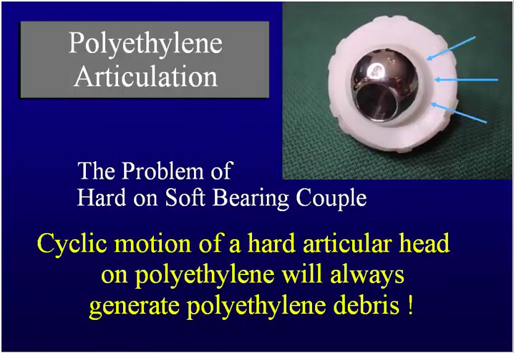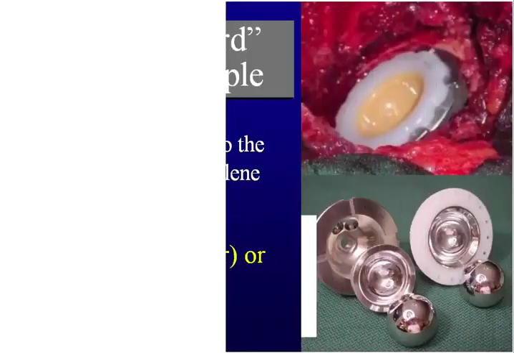Now going on to the hard. The problem with a hard on soft bearing couple is that cyclic motion of that articular head will always generate polyethylene debris because it's a hard on soft bearing. And no matter how you irradiate it or store it, it's still hard on soft and it's going to wear. So engineers and scientists have come up with hard on hard bearings. The bearing couples are metal-metal, which is cobalt chrome on cobalt chrome, or ceramic on ceramic. Okay.